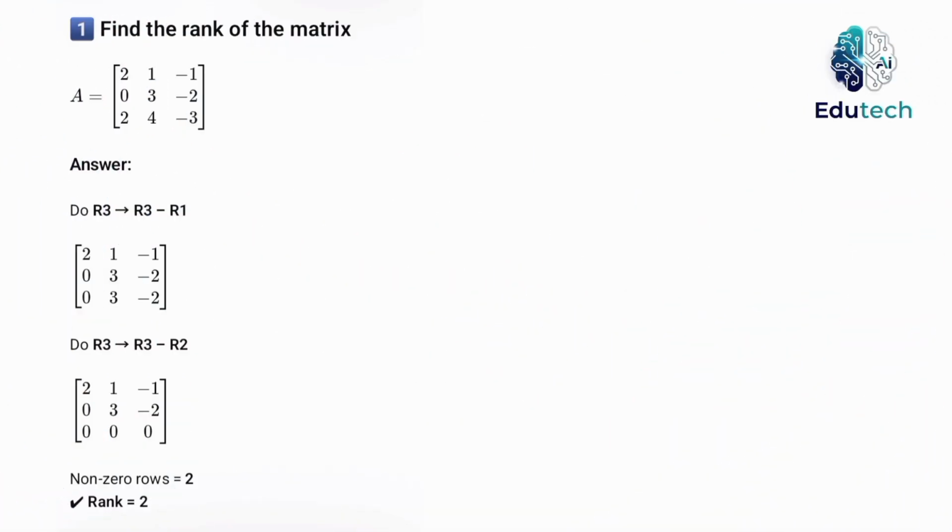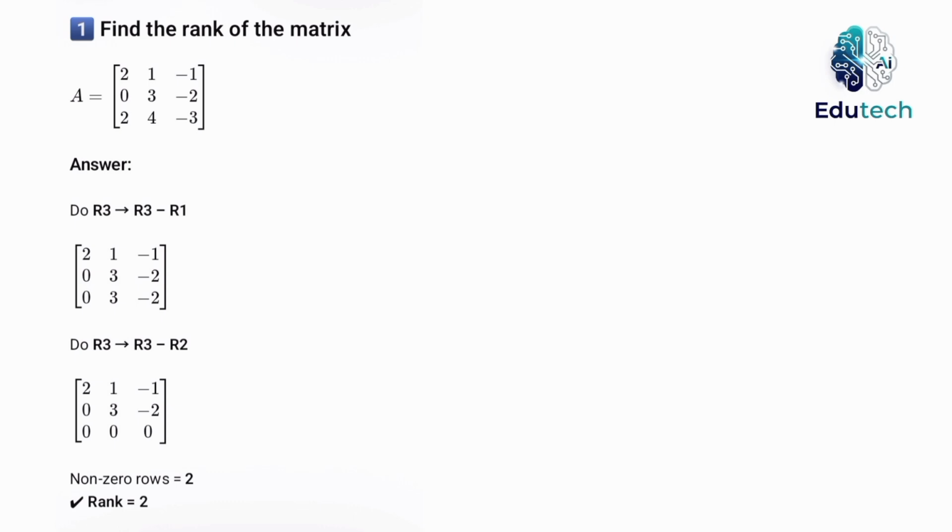Find the rank of the matrix A, which is the matrix 2 0 2, 1 3 4, minus 1 minus 2 minus 3. First we can do R3 to R3 minus R1. Then we can get the matrix 2 0 0, 1 3 3, minus 1 minus 2 minus 2. Then we can do R3 to R3 minus R2. Then we can get the matrix 2 0 0, 1 3 0, minus 1 minus 2 0.